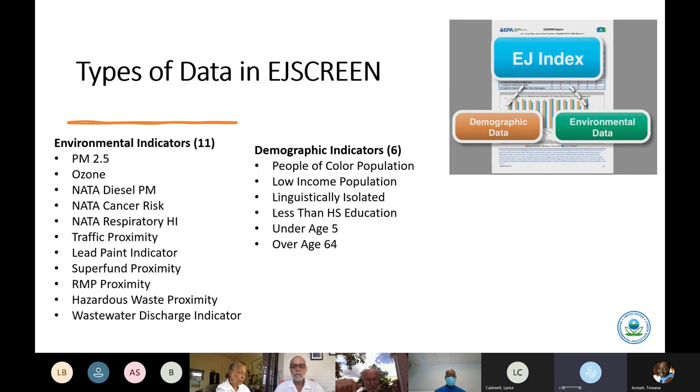The types of data in EJSCREEN, which you'll see on the screen, is 11 environmental indicators, and the 6 demographic indicators are people of color population, low-income population, linguistically isolated, less than high school education, under age 5 and over 64. Using those to give you the EJ index, which Lance discussed.